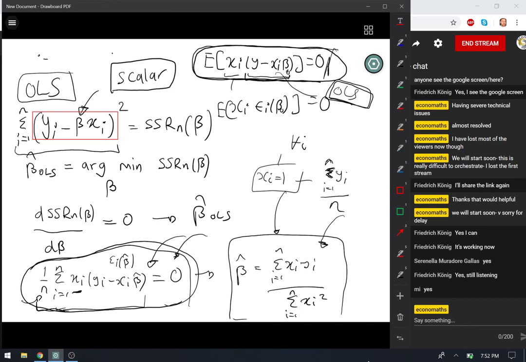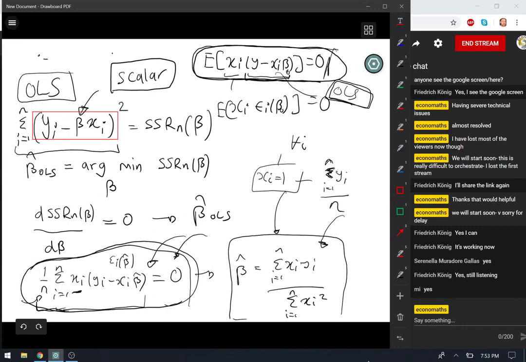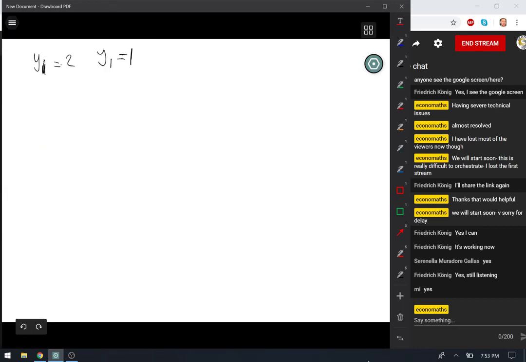So what is this orthogonality condition? Another way of seeing it is visually. Let's say we've got a sample of 2, with y1 equal to 2 and y2 equal to 1, just to see what this sample projection is. Why does this minimizer of the sum of squared residuals choose this beta to make the residual orthogonal to X? Well, you can see that in a geometric sense as well.